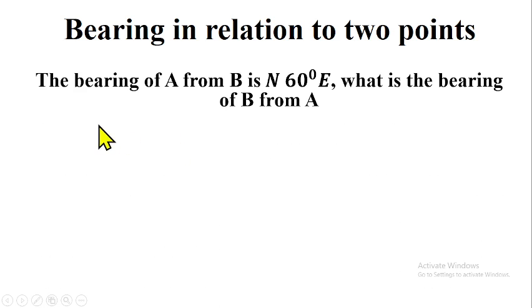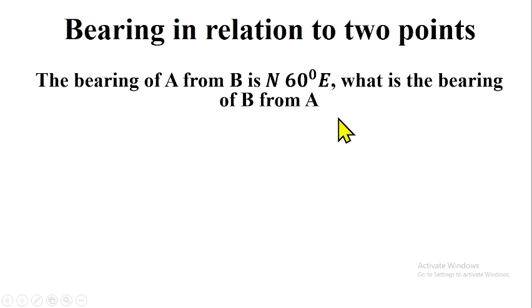Now, what am I trying to say in essence? Look at this question. We have: the bearing of A from B is 60 degrees northeast. You should know the type of bearing that this one is. So what is the bearing of B from A? The bearing of A from B is this, and what is the bearing of B from A? So we're having 2 points now, point A and point B.